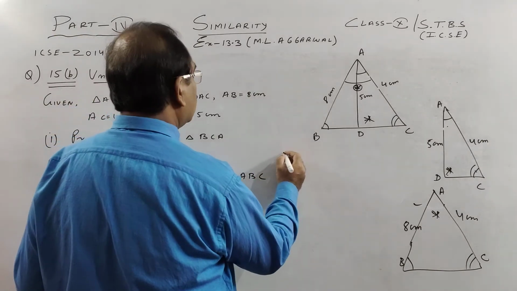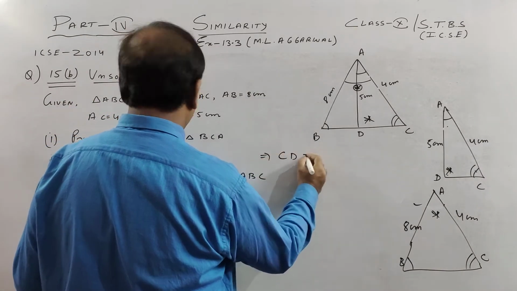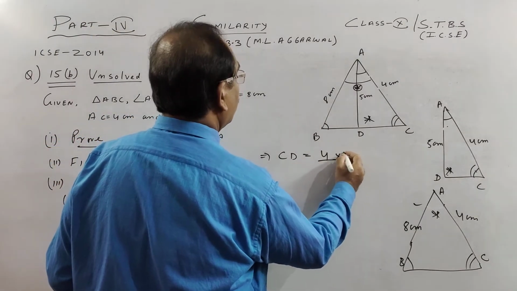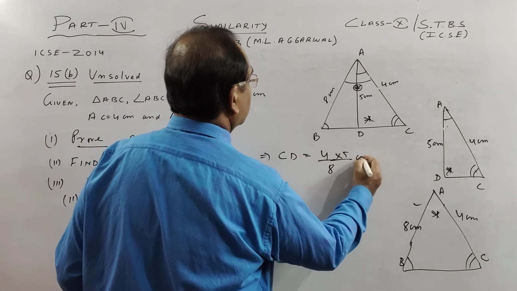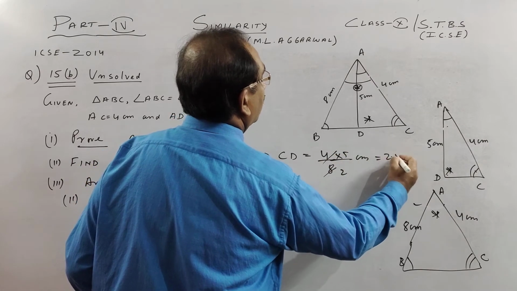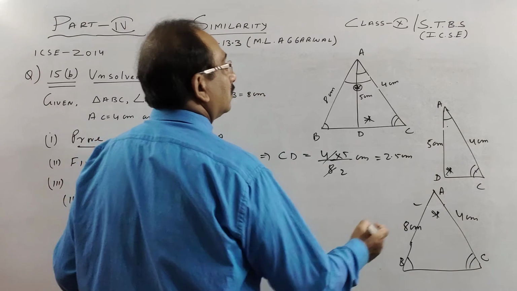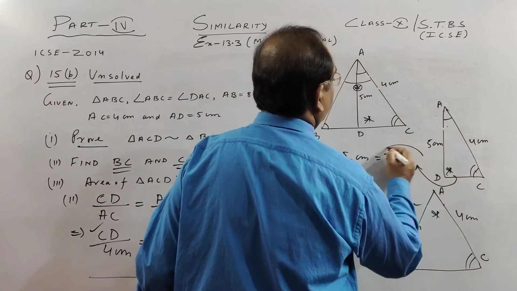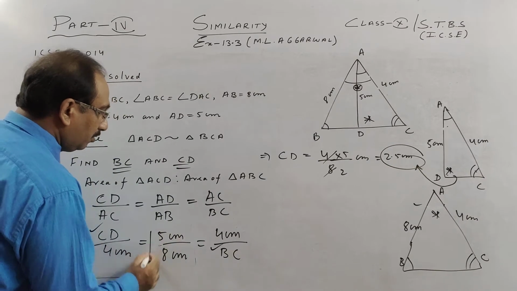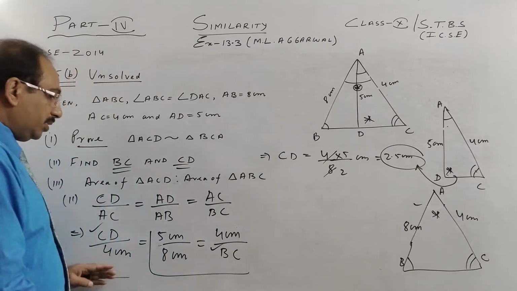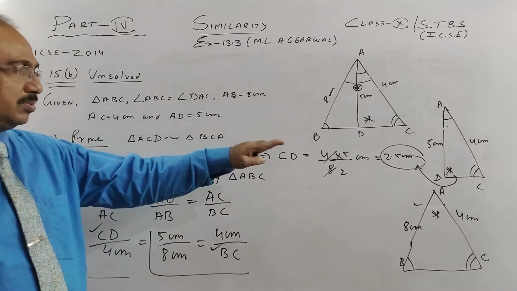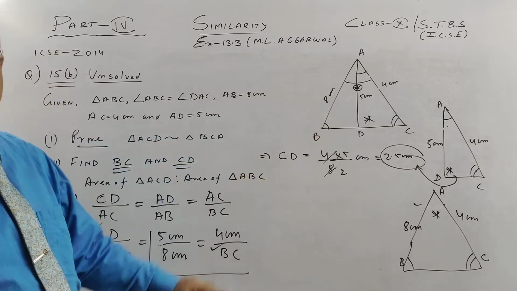So see here, CD is equal to 4 into 5 by 8 centimeter. So children, we get 2.5 centimeter. So this is your 2.5 centimeter. Next, what do we do, children? For solving BC, see, three pairs of sides, how nicely we got. Okay, so for two triangles from small to big, corresponding sides we take.